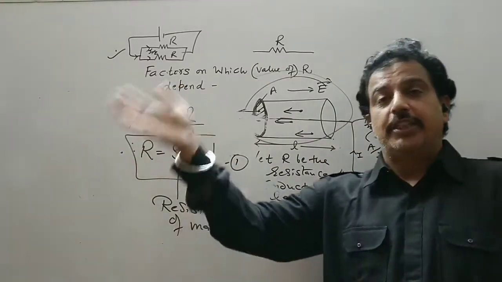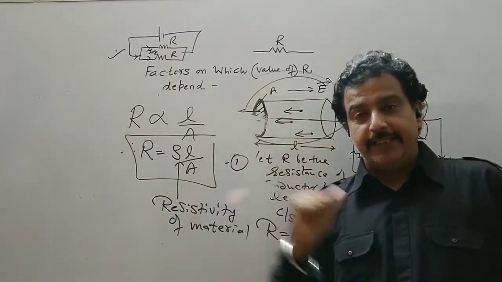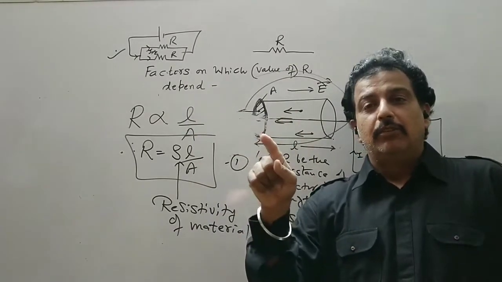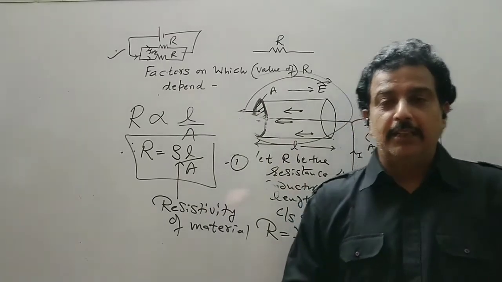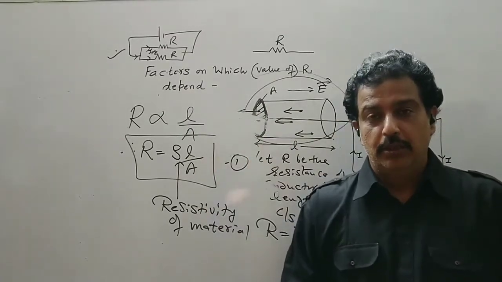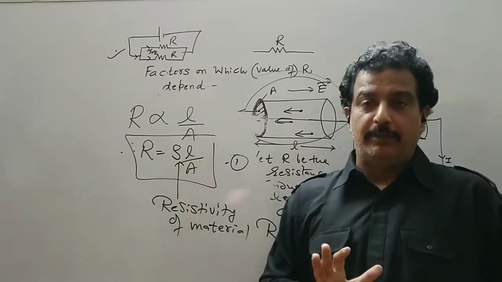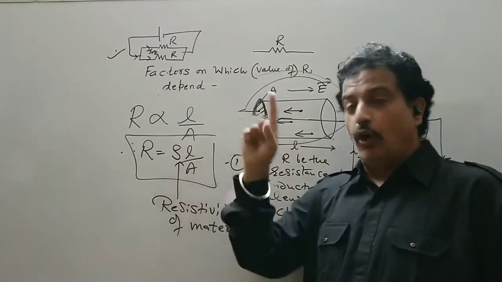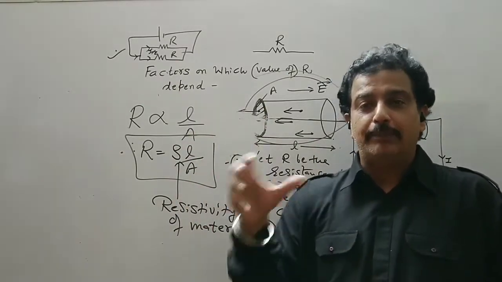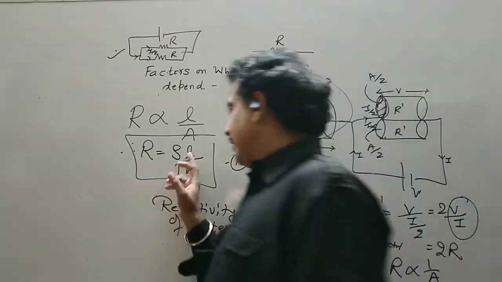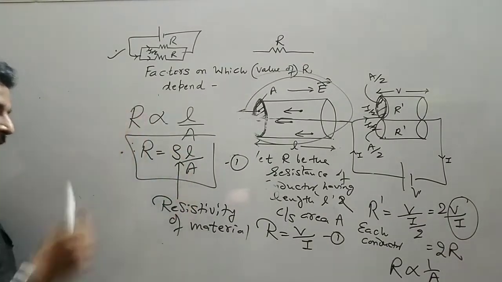Like R was introduced when we removed the proportionality sign from V and I, same way C does not depend on Q and V, because when we removed the proportionality sign between Q and V, C was introduced. So rho does not depend on length and the area. You have to remember this. So it will depend on the temperature at which the material is kept or the pressure applied. So we will see that resistivity depends on temperature and pressure, not on the length and the area.